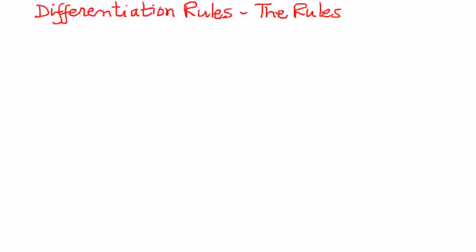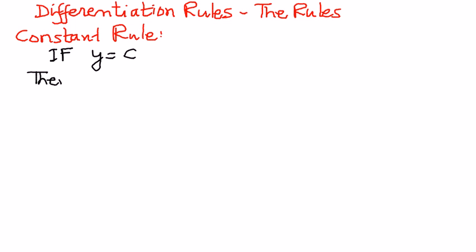Let us start with the first one. The first one is called the constant rule. So let me write here. The first one is the constant rule. If the function y is a constant, y equals c, where c is a constant, then the derivative of the constant is going to be equal to 0. The derivative of a constant function is always equal to 0.